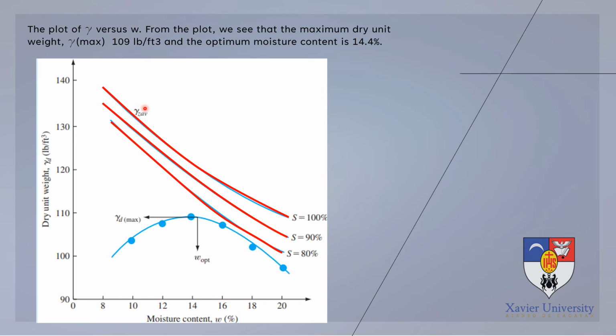So we call our dry unit weight our gamma zav. Our gamma dry is equal to our gamma zav when the saturation is equal to 100%. When our saturation is just equal to 80, the curve is just the dry unit weight, the values along here. It's just the dry unit weight. It is called gamma zav if our saturation is equal to 100.